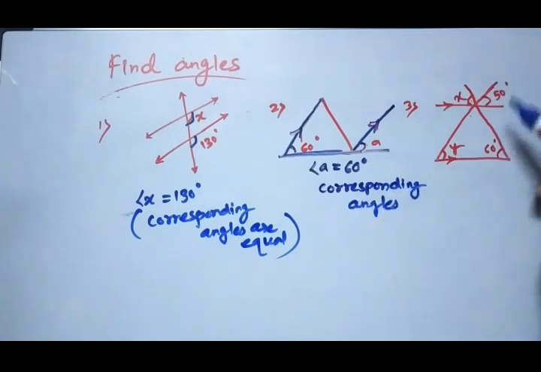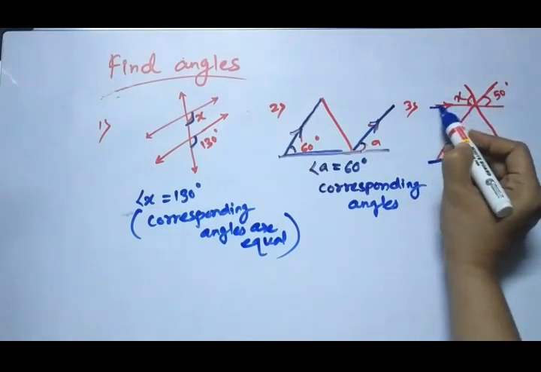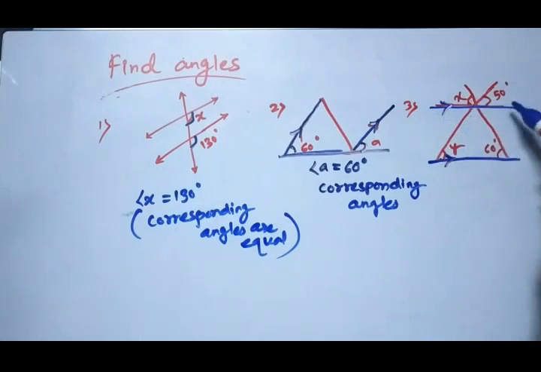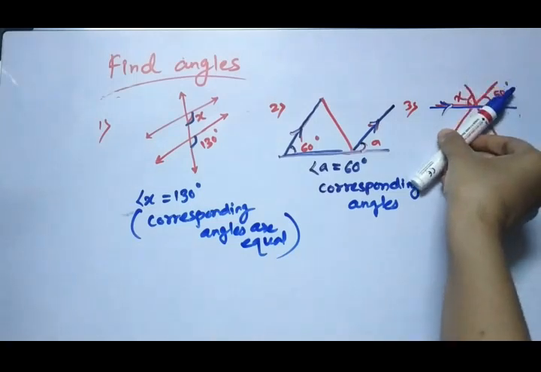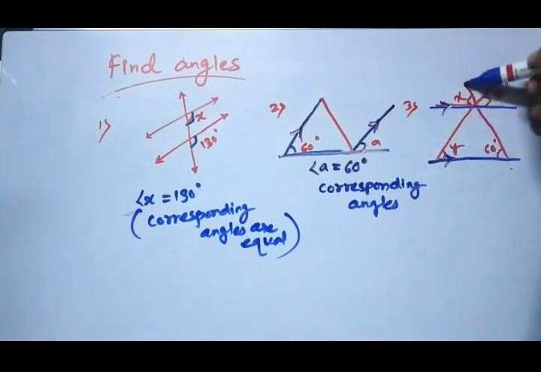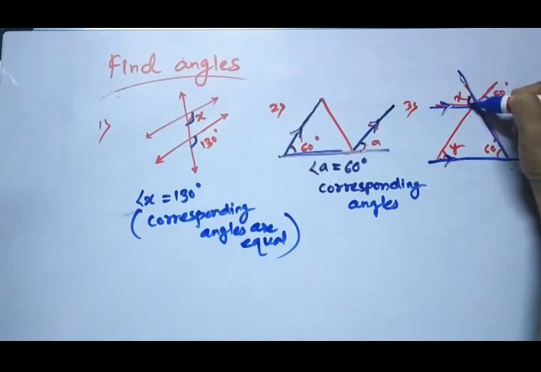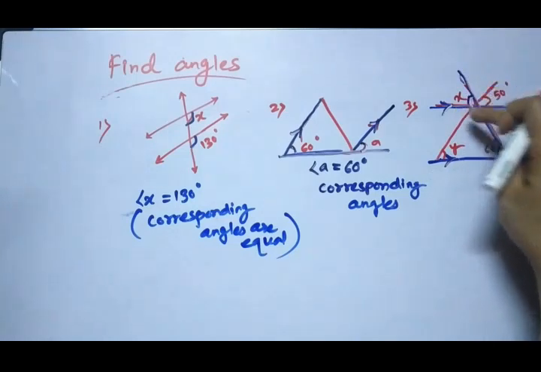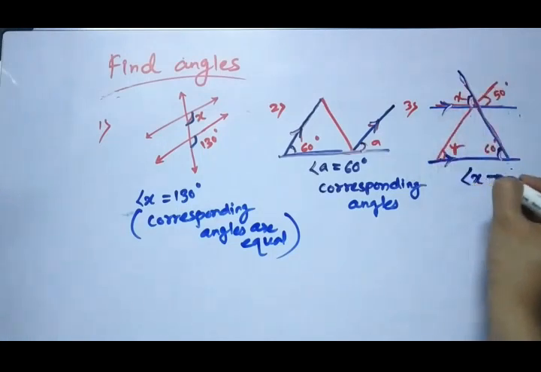Now friends, just look here. Here this is a parallel line to this. These are two parallel lines, and this is one transversal line and this is another transversal line. Friends, if you notice this transversal line, this one, angle X and this 60 degrees are on the same side of the transversal. So it is very clear that X is equal to 60 degrees.